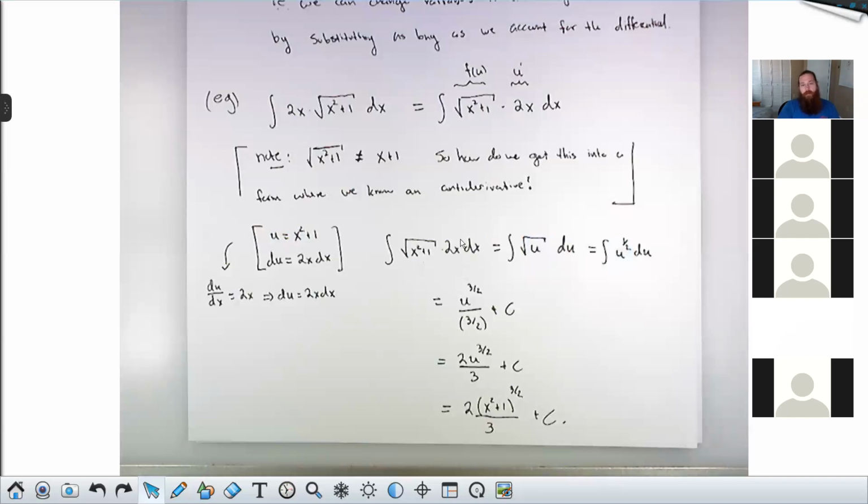Ways to spot when to use substitution. This looks like the result of a chain rule thing, right? Again, because the derivative of the inside is sitting outside. This looks like something that would happen when you differentiate something with the chain rule. So that's a good way to identify whether or not you should try the substitution.